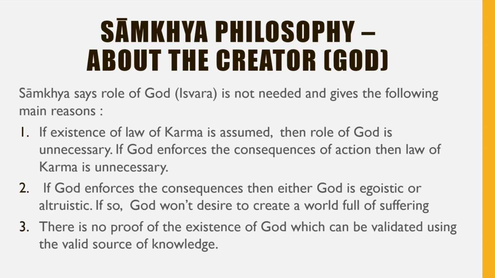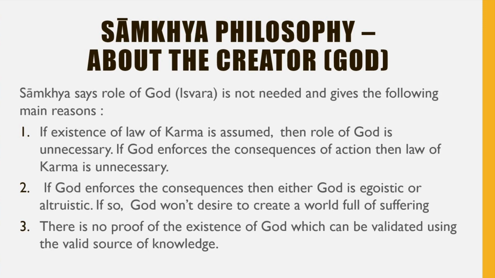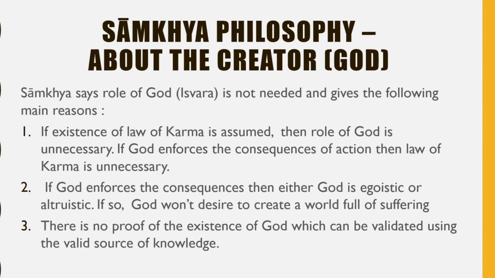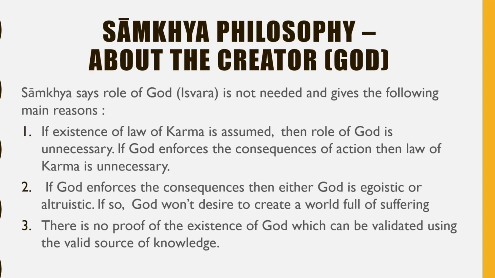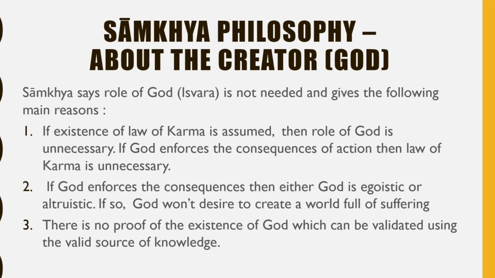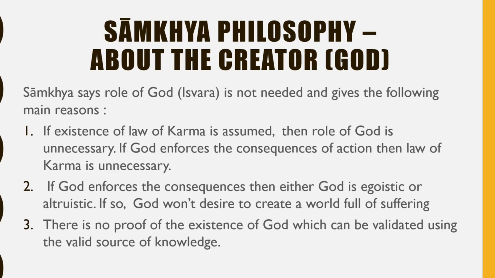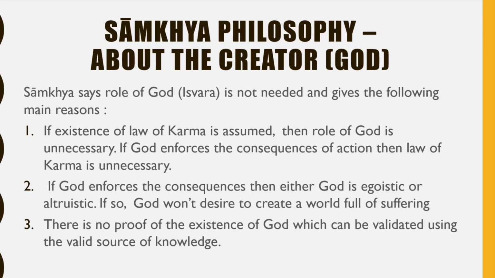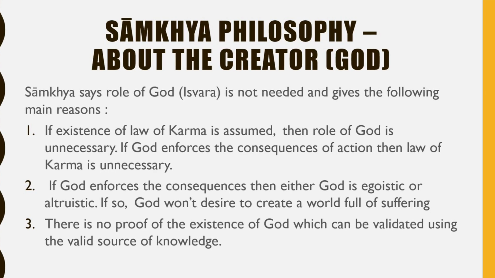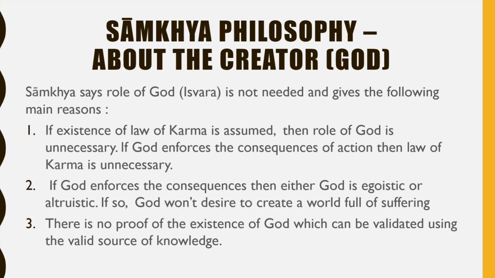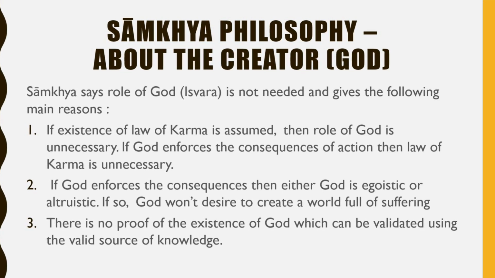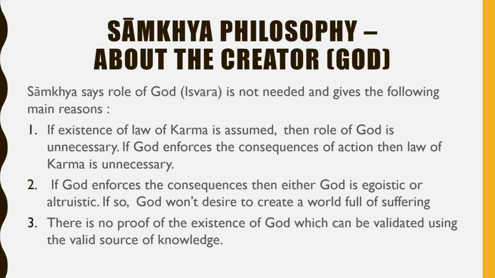And then it says, if God enforces the consequence, then either God is egoistic or altruistic. And if so, then God wouldn't desire to create a world full of suffering. And then third, it says that there is no proof of the existence of God which can be validated using the valid source of knowledge, like those 6 valid sources of knowledge I talked about in the first video.